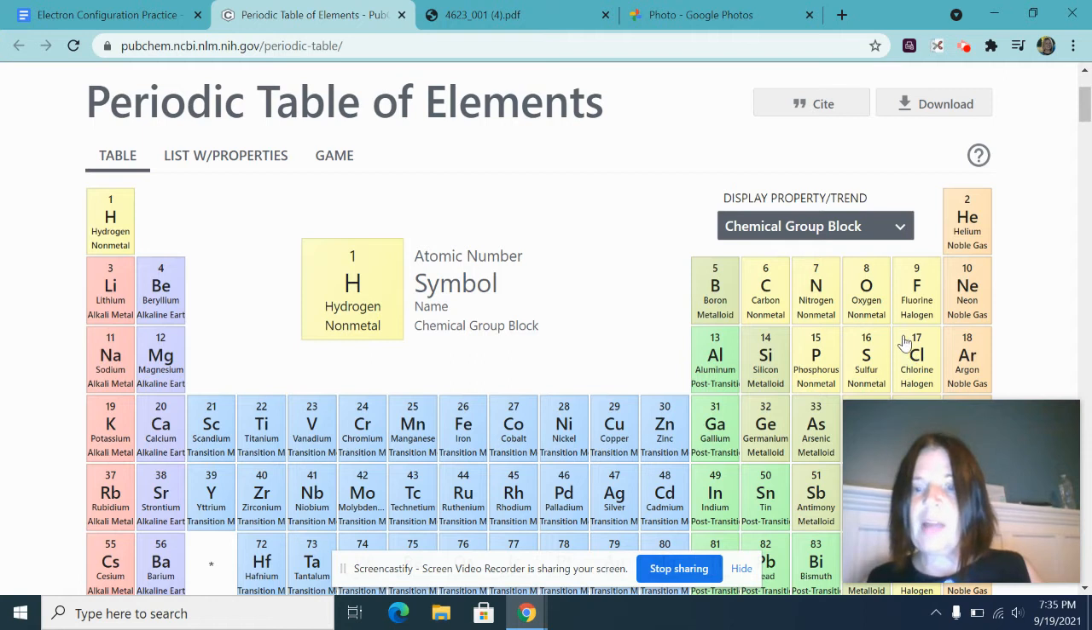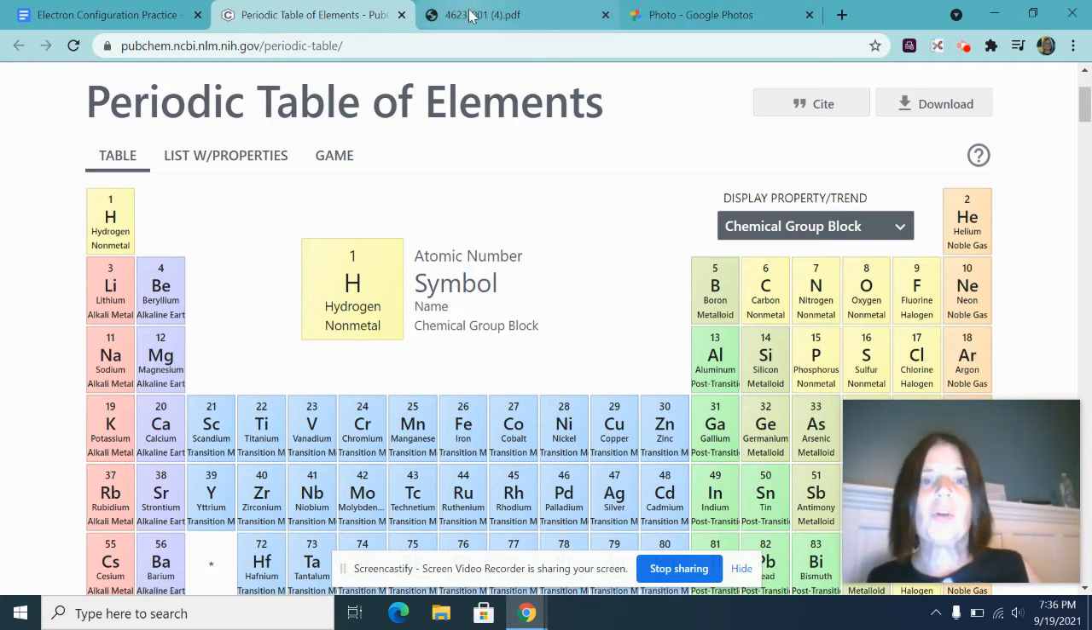So we want to be able to say where, in terms of an energy level, where in terms of an orbital, and where in terms of the number of electrons, are these 17 electrons that chlorine possesses that are circling around outside the nucleus of its atom.